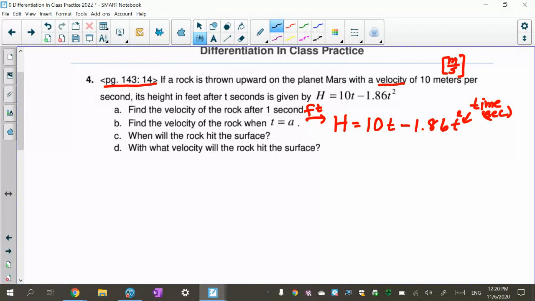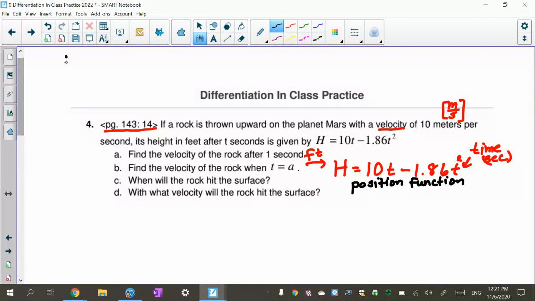The other thing I want to tell you, and we're going to see this a lot, is that this right here is called a position function because it tells you at any certain time what the position is of this rock that's thrown. If we do the first derivative, h prime of t, the first derivative is velocity, or speed with direction. We're going to learn this more in other problems. So your position function is the first thing you get, where it tells you where you are at a certain time.